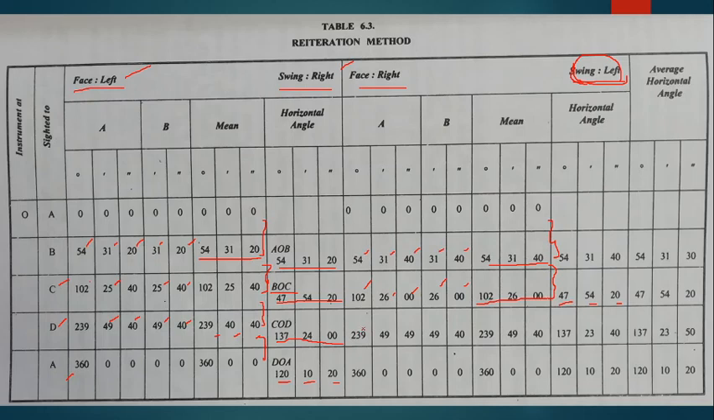Now let us say vernier A reading is 239 degrees 49 minutes and 40 seconds. This is not 49, it is actually 40. Similarly, vernier B is also 49 and 40. Then the average angle you will get, and the difference of this angle and the previous angle will give you angle COD with the face right also.